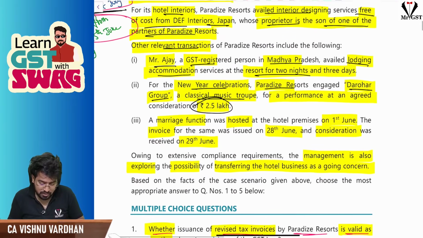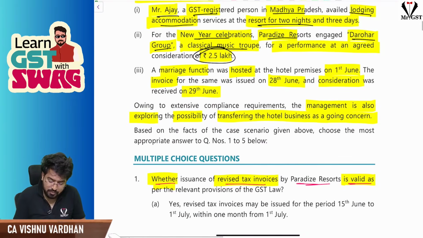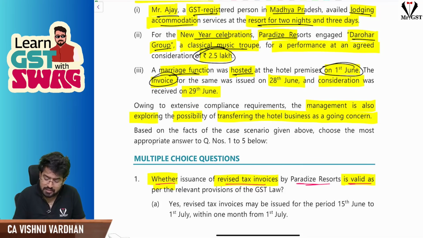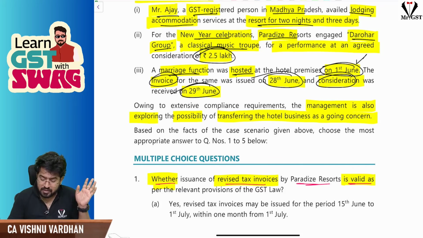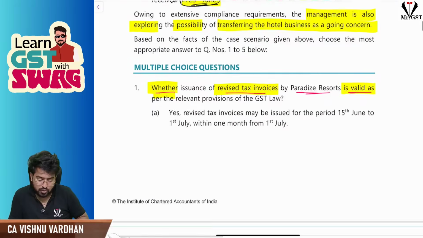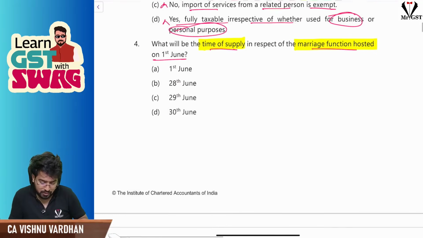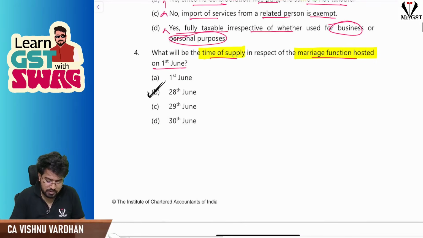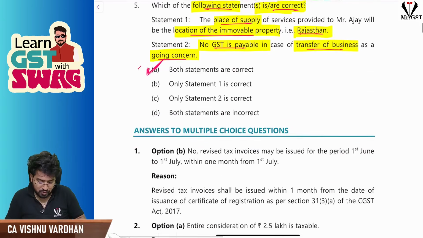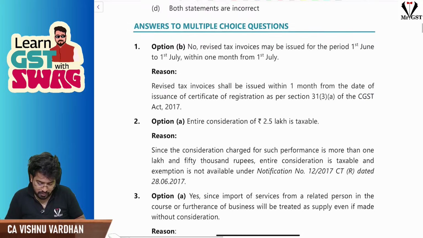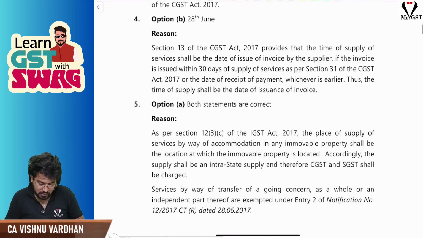One last question is there. Yes, regarding the time of supply. Marriage function hosted on 1st June. Invoice is given on 28th June. Consideration is given on 29th June. Service is completed on 1st June. Within 30 days, invoice is present. That means invoice or payment, whichever is earlier, is the time of supply. So 28th June or 29th June. So 28th June will be the time of supply. So that is the concept. Okay. So with this, we are done with the third case study. Okay.